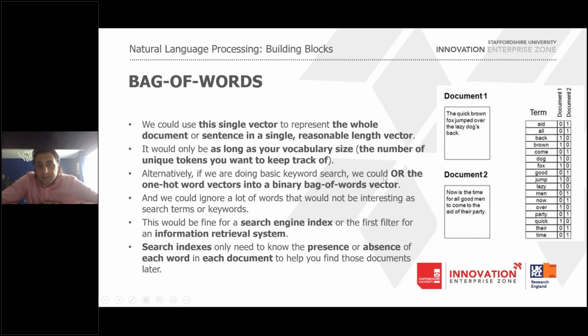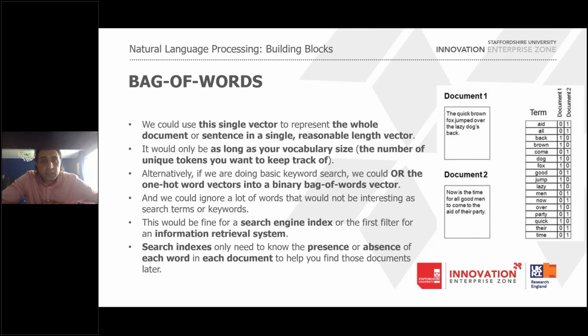We could use this single vector to represent the whole document, or sentence, in a single reasonable length vector, which is going to be much more compressed than the one hot vectors. It would only be as long as your vocabulary size. For example, if you have 10,000 words in your vocabulary, it is going to be 10,000 long.